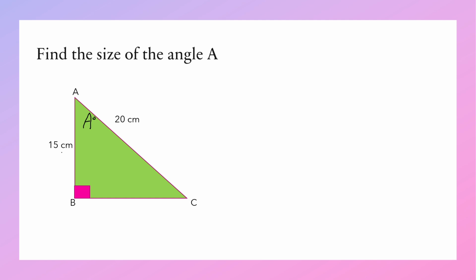Right, so we label our sides. This is going to be our adjacent side, and that's going to be our hypotenuse. So then what do we do? Well, what ratio does that correspond to? Cos. So I know that cos of the angle equals 15 over 20. So therefore the angle is equal to cos inverse 15 over 20.